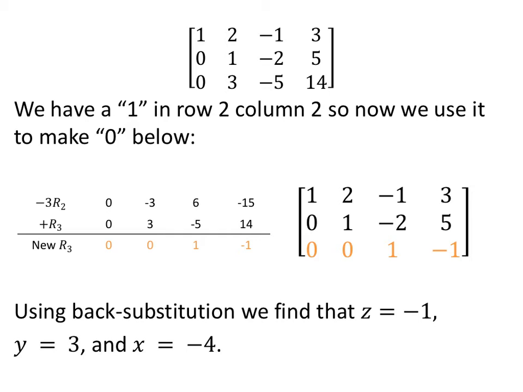And now, just like in systems of equations, we could go and back substitute. So I know that this says z equals negative 1. If z equals negative 1 and y minus 2z equals 5, then y equals 3. Check my arithmetic. Pause if you need to. And once I know z and y, I can back substitute. This is x plus 2y minus z equals 3. And I can solve to find x equals negative 4. We found the solution to the system of equations using matrices.